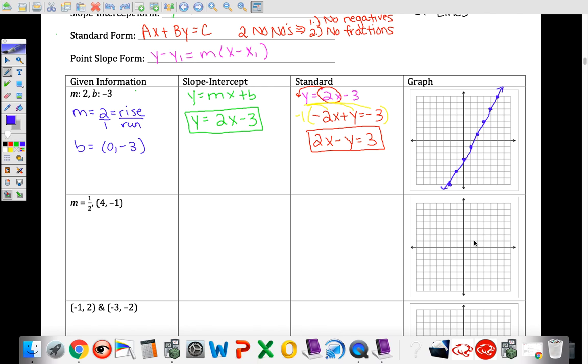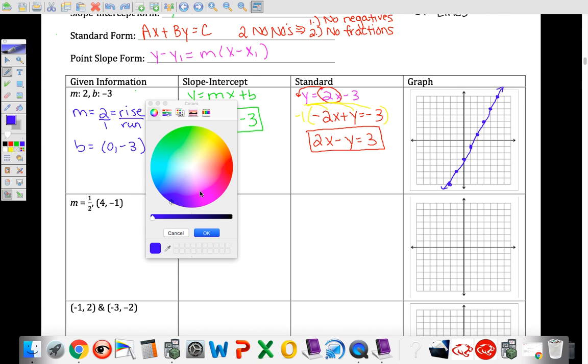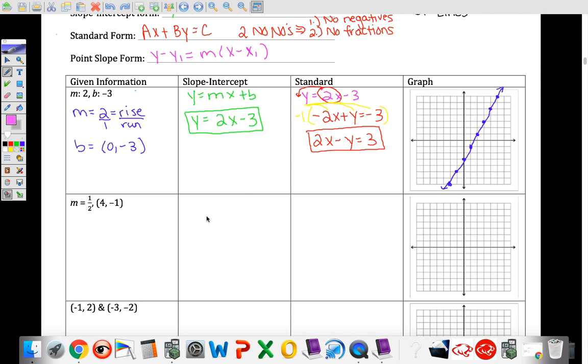Okay, second one, they give us our slope and they give us a point. Notice your point's not your y-intercept, so for this one, you're going to use your point slope formula. So let me go back to my purple. There we go. My formula says that we do y minus y1 is equal to m times x minus x1.